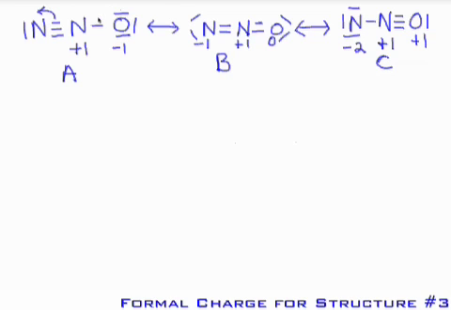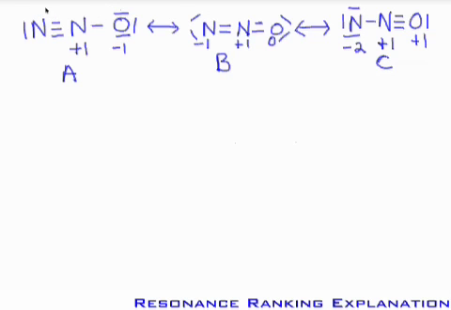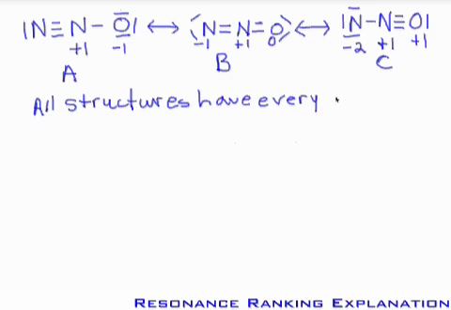Okay. So I check each structure, 2, 4, 6, 8, 2, 4, 6, 8, 2, 4, 6, 8. And if you count the electrons around every structure, you will find every structure has filled octets. So with regards to rule 4, we can actually state that all structures have every atom with filled octets.